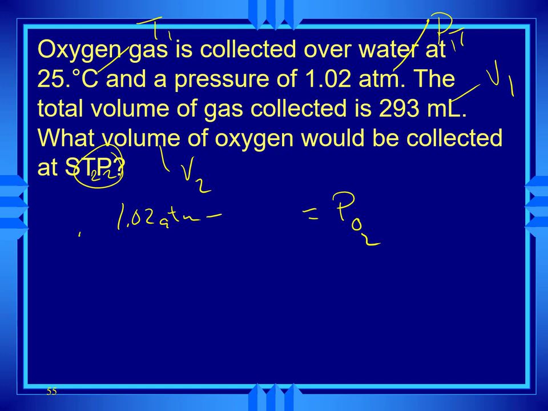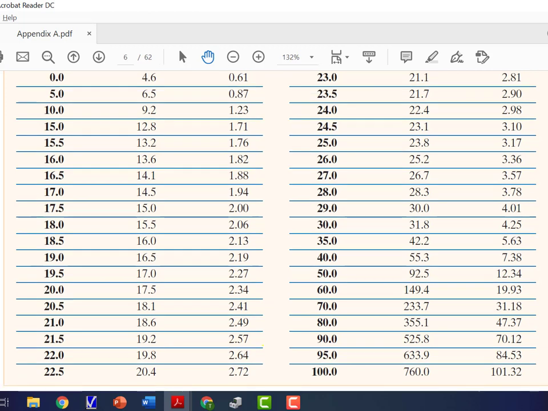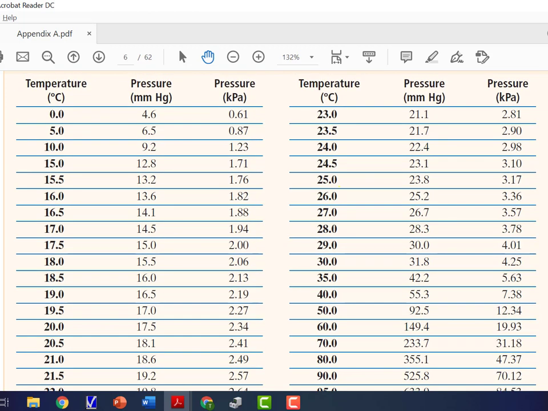I've got to check the chart. What do I look for on the chart? 25 degrees Celsius. Okay? Because at higher temperatures it evaporates faster because the molecules are moving faster. So at 25, they don't give it to me in atmospheres. They give it to me in millimeters of mercury. 23.8 millimeters of mercury.